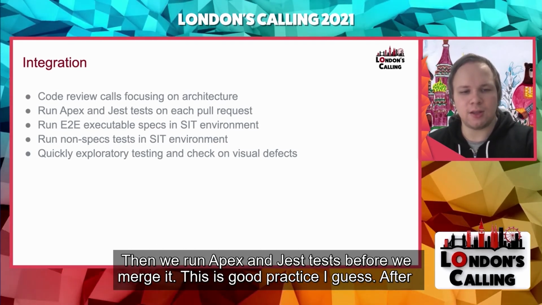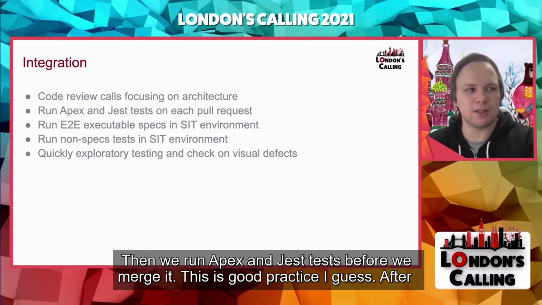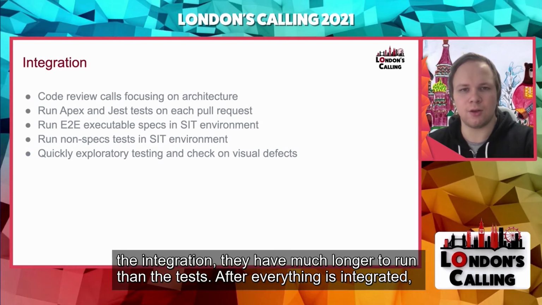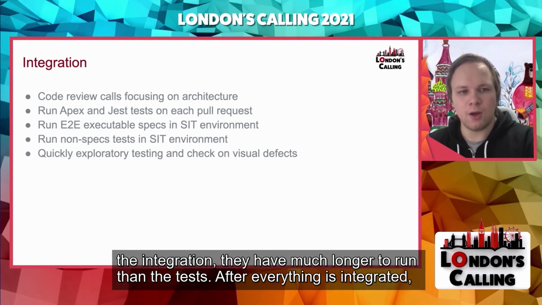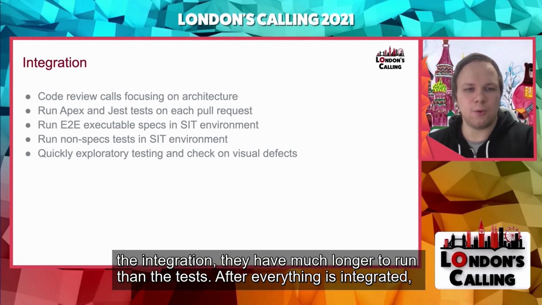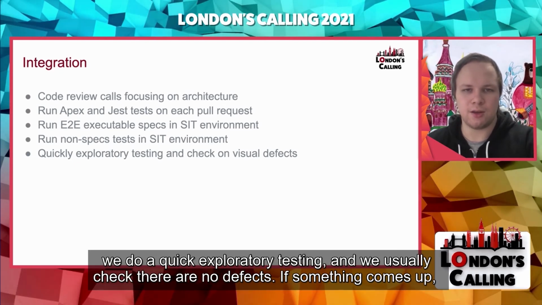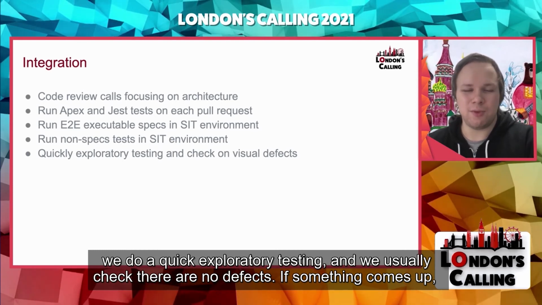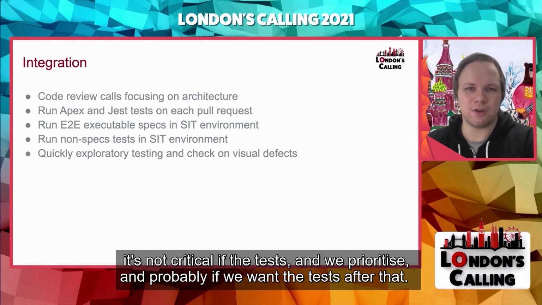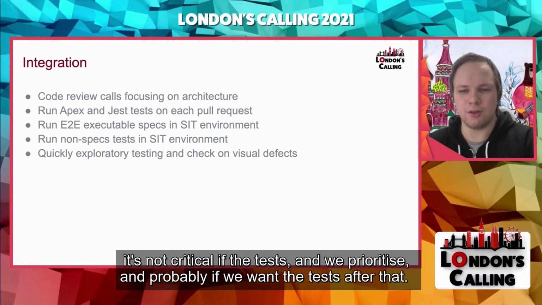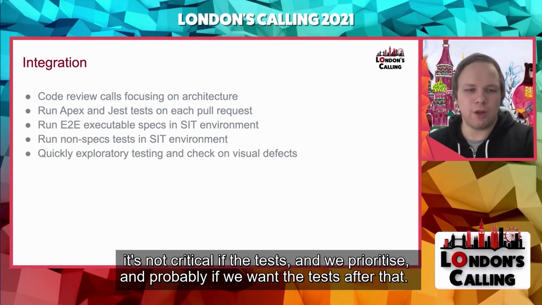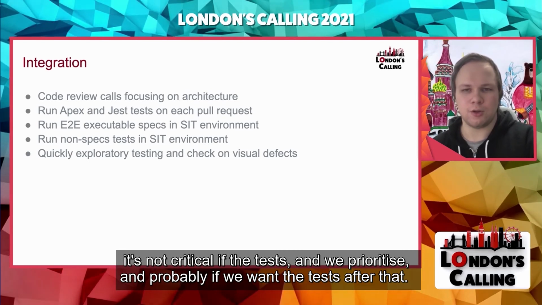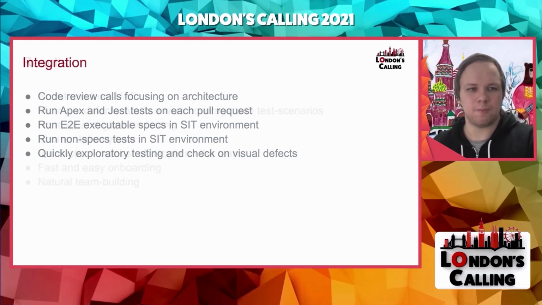And end-to-end tests, we run only after the integration because they take much longer to run than unit tests. After everything is integrated, we also do a quick exploratory testing and just quickly visually check that there are no defects. If something comes up, it's not critical if the end-to-end test is green. We just create a JIRA and prioritize it along. Probably we won't even return after that.